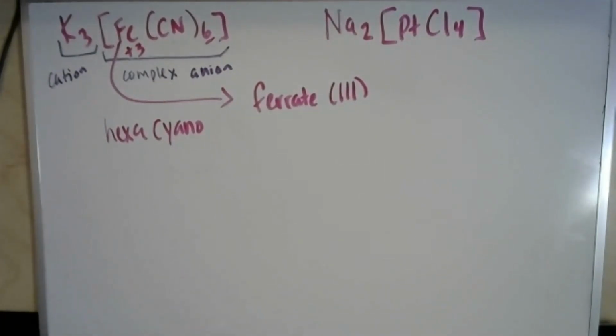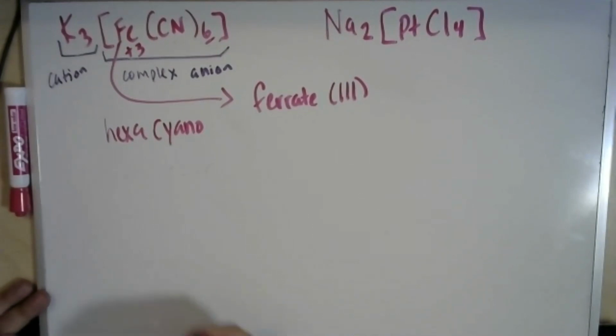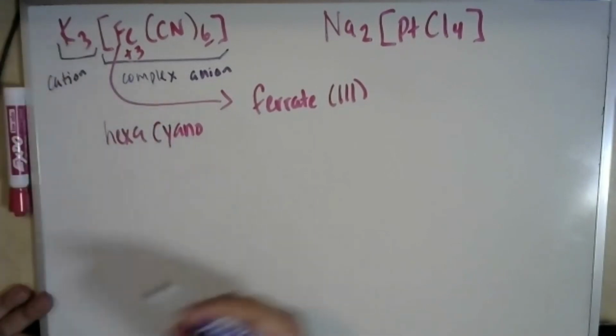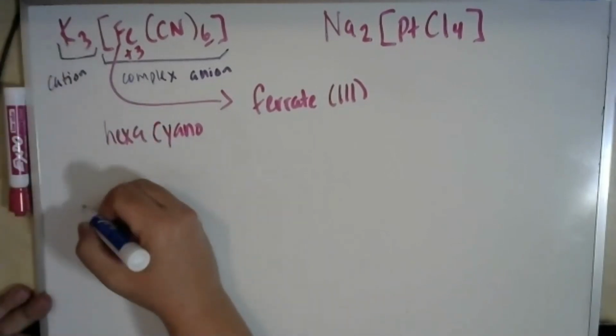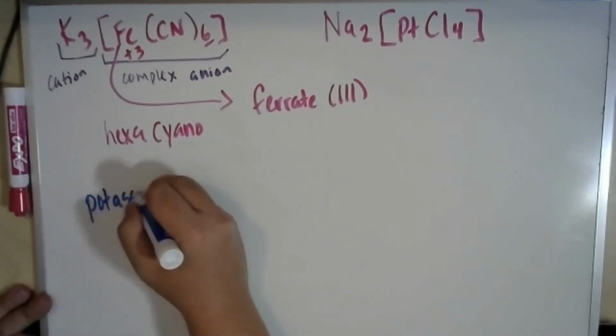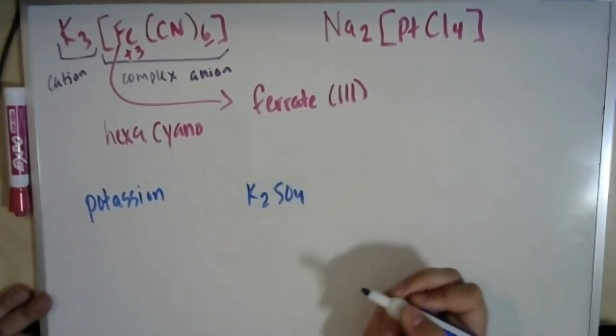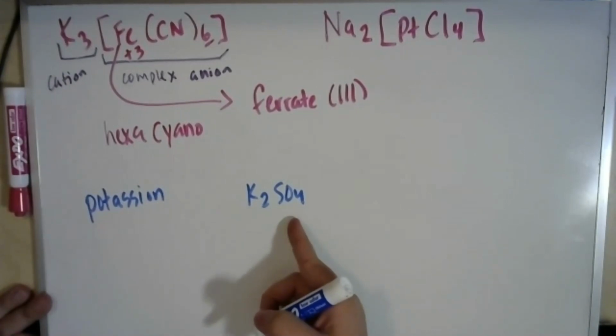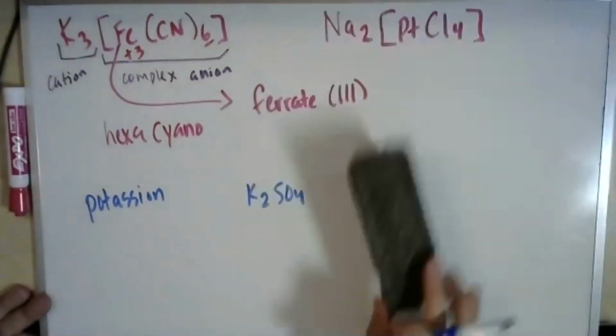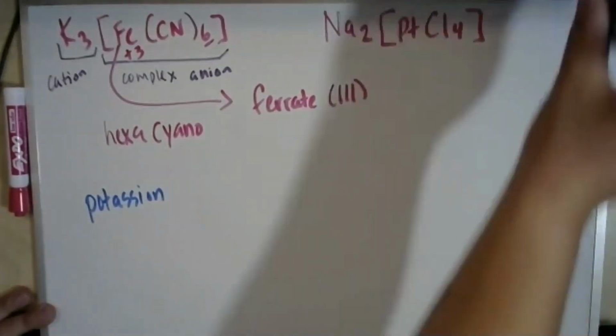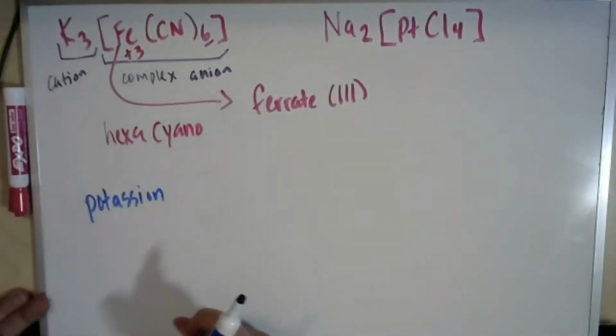All right, but now we know everything, so we can name this, and we're going to start the naming with the cation, like we always do. We're always going to name our cation first, and this is a simple cation, and just like any other ionic compound, even though there's 3 potassiums, we're just going to name it with the name of the metal. Because if you have K2SO4, for example, this is just going to be potassium sulfate. You don't have to tell us how many potassiums are there. We know how many potassiums are there based on the charges of everything.